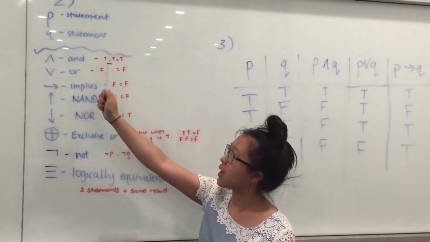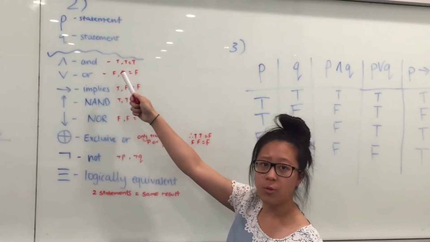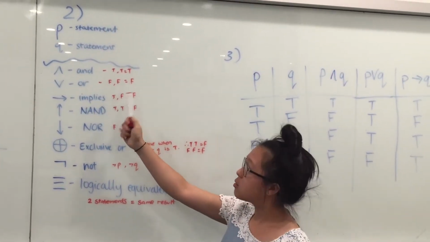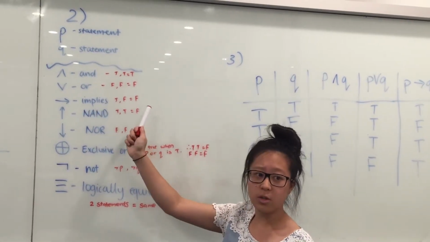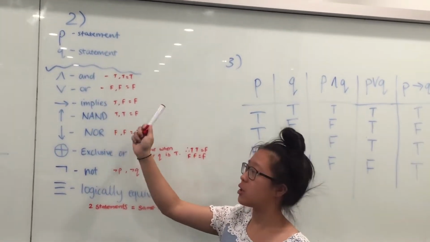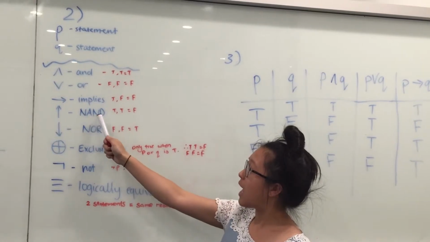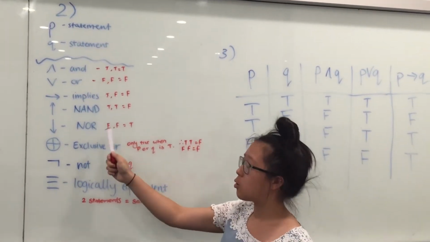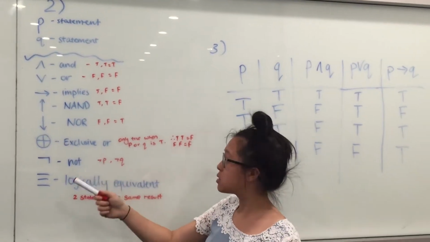So P and Q are just our two statements, and here are the symbols to go with it. So first one, we've got AND, and it's only true when both are true, or it's only false when both are false. Implies is false when P is true and Q is false. Not and is false when both are true. Not or is true when both are false.